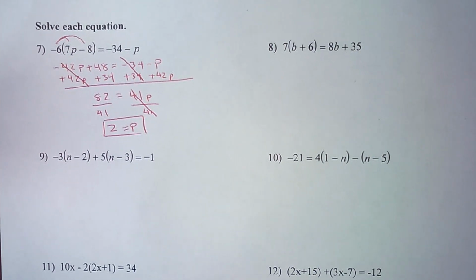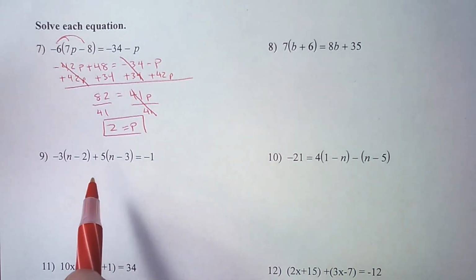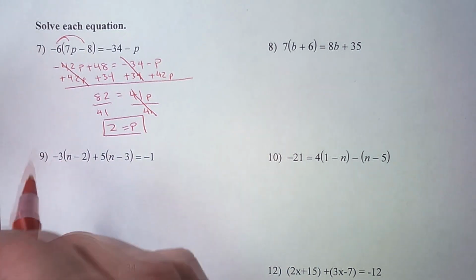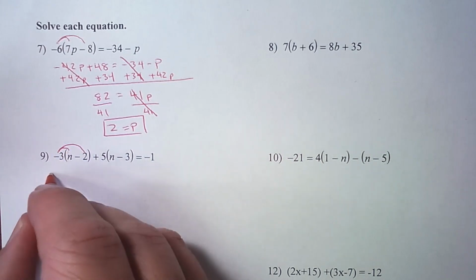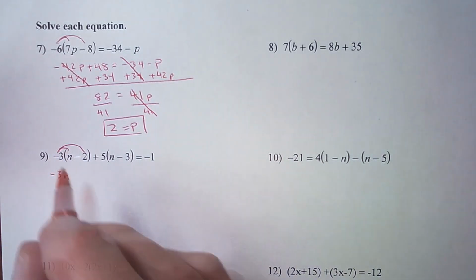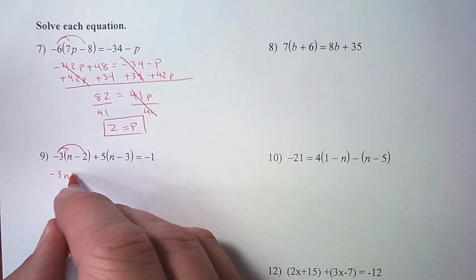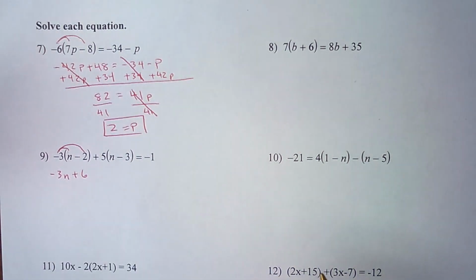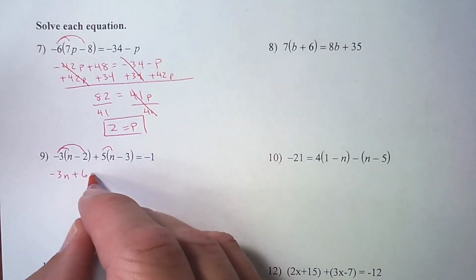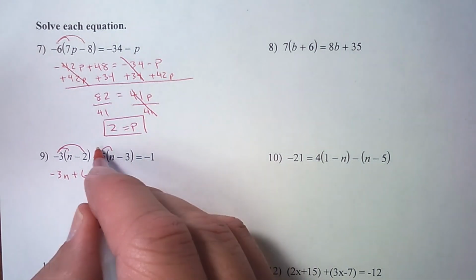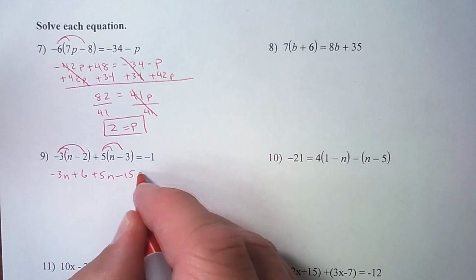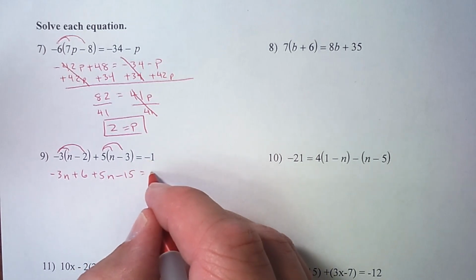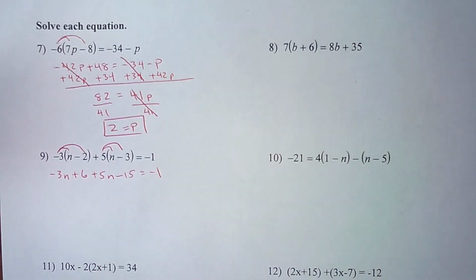Okay, number 9. I've got 2 sets of parentheses where I need to distribute. I need to distribute a negative 3 times n, negative 3n. Negative 3 times negative 2 is positive 6. Then I've got 5 times n, 5n, and 5 times negative 3, which is negative 15. All that equals negative 1.